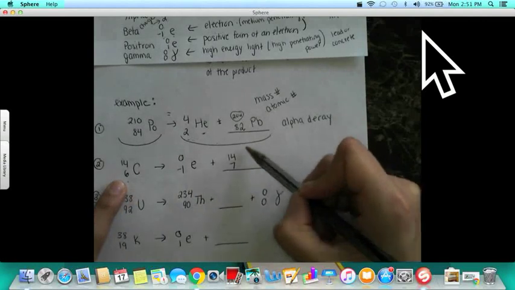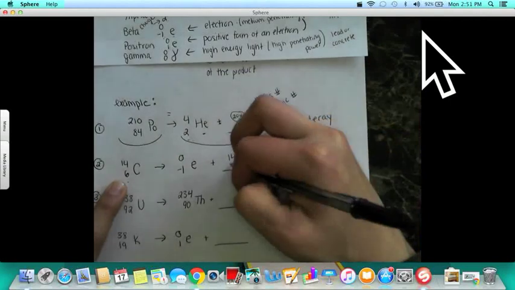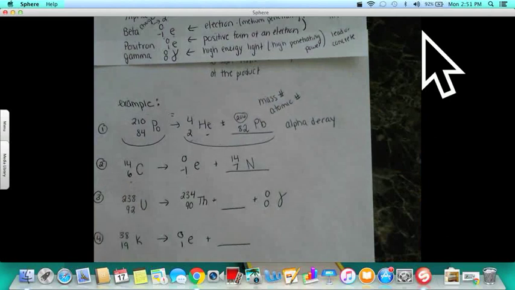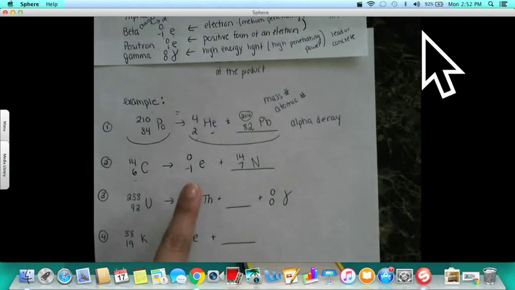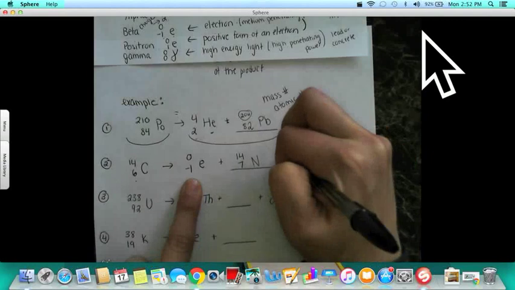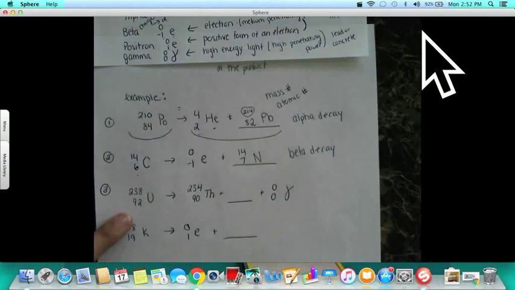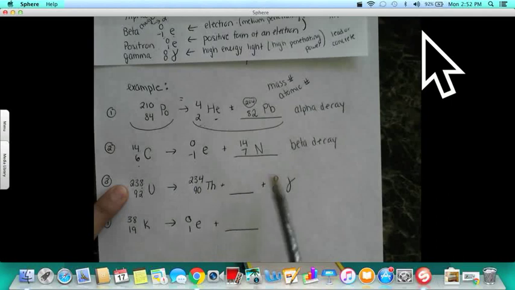So now we have to figure out the element that this is. So we have 14, 7. We can look up 7 on the periodic table and figure out that that is nitrogen. Again, we look on our product side to figure out the type of decay this is. This right here is a beta particle, so we would call this beta decay. All right, here's another one. So we have 238 on our reactant side, and we have 234 and 0 on our product side.